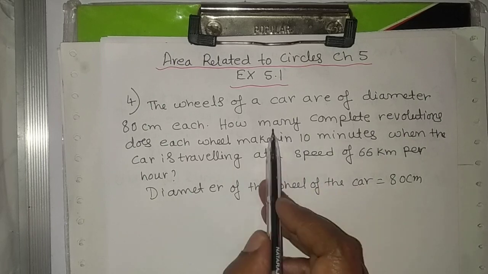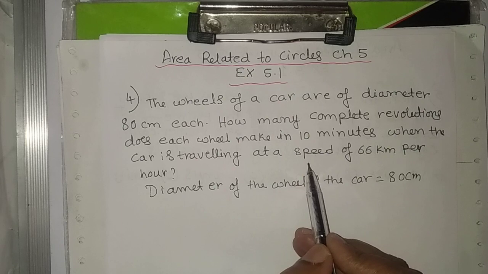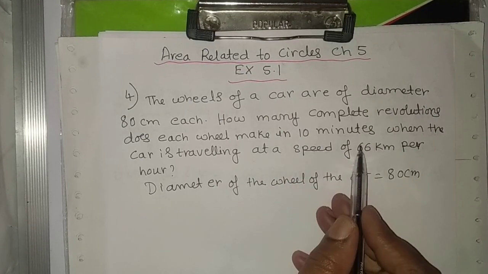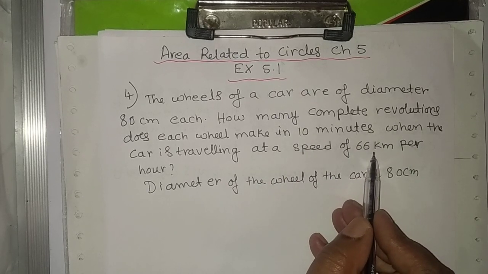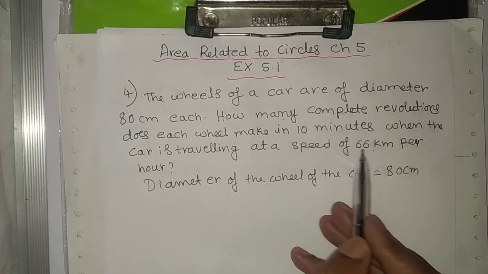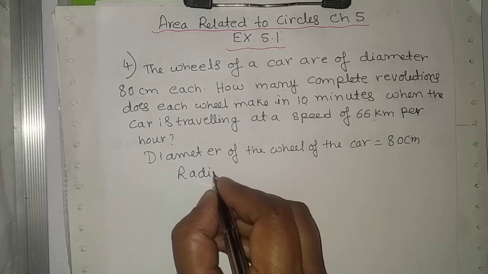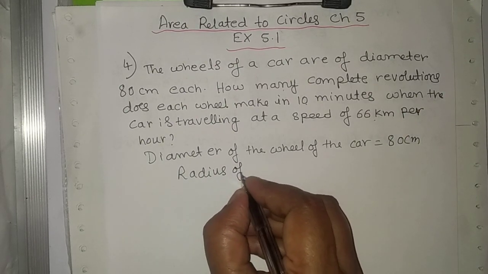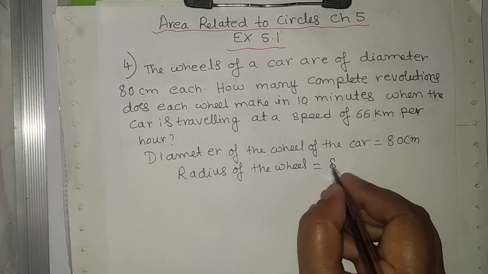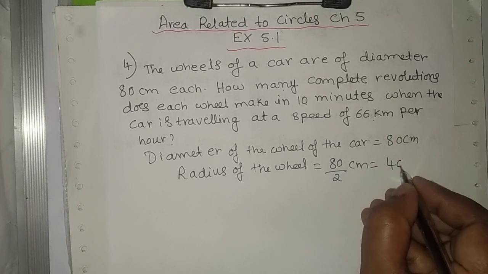Now we have to calculate how many complete revolutions each wheel makes in 10 minutes. The speed of the car is also given. So the diameter is given, the time is given as 10 minutes, and the speed is given. So we have to calculate the radius. What is the radius? That is diameter divided by 2. The radius of the wheel is equal to 80 divided by 2 centimeters, which is 40 centimeters.